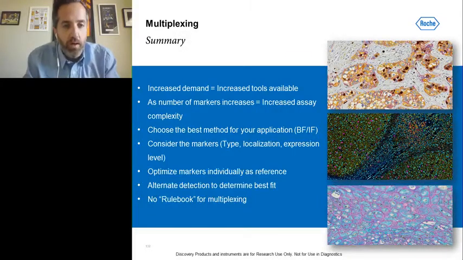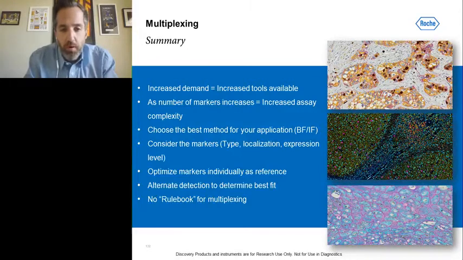And finally, in summary, with the increased demand in multiplexing, what we're trying to do for our customers is really increase the number of tools available. What we're seeing is as the demand on the number of markers increases, obviously complexity also increases. So it's really important to choose the best method for your application. In some cases, IF may be the best method. In some cases, brightfield may be the best method. But it's important to look at all your markers individually to actually consider the type, the localization, expression levels, and then alternate detection to determine the best fit.